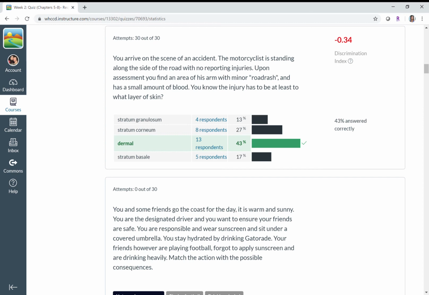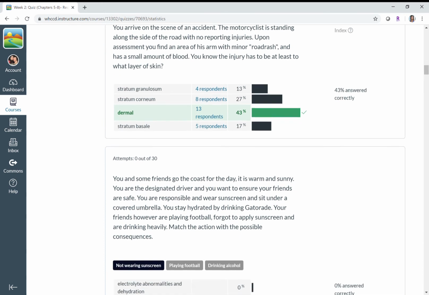So we already talked about the epidermis being avascular. If the epidermal layer is avascular, you have to get into the very vascular dermal layer in order to get blood. So if you cut your finger and you don't get any blood, you did not hit the dermal layer. If you cut your finger and you got a small amount of blood, then you probably hit at least the dermal layer. So if you hit blood, you're at least at the dermal layer. Stratum granulosum, stratum corneum, and stratum basale are all layers within the epidermis, therefore it will not bleed. So I hope that clears that up.